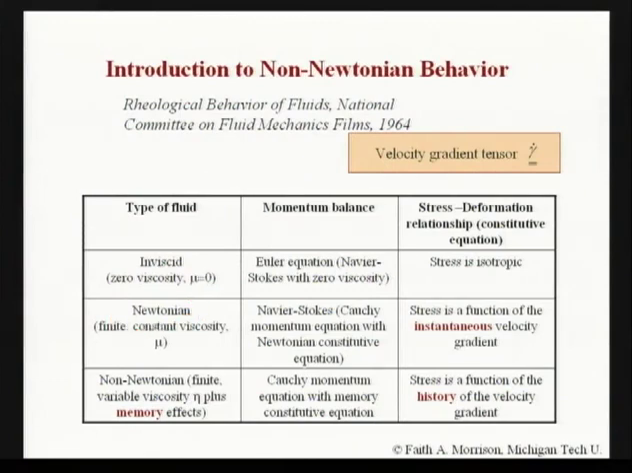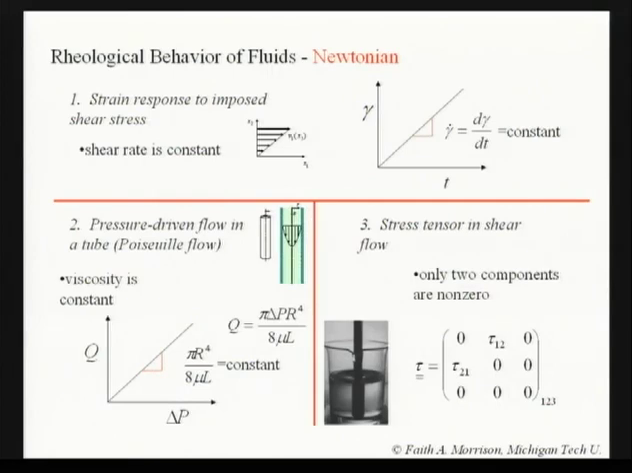And for Newtonian fluids, as I showed on a previous slide, the stress is a function of the instantaneous velocity gradient, Newton's law of viscosity. And so what he's going to show you is that stress is a function of a history of the velocity gradient. It's not an instantaneous function anymore. And that's how we're going to get the memory effects that we're going to see in the video.